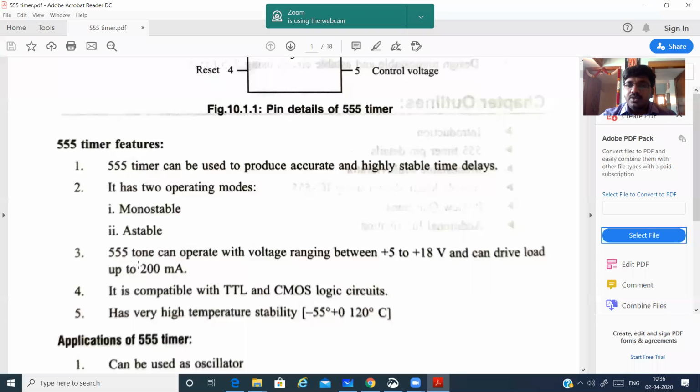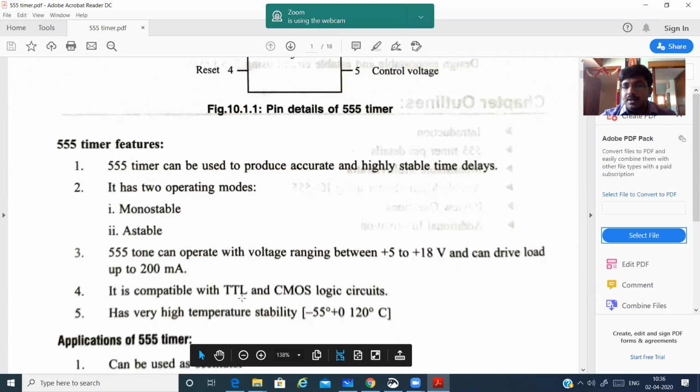555 timer can operate with a voltage ranging from +5 to +18 volt. You can operate 555 timer with +5 volt to +18 volt and can drive the load up to 200 milliamperes. So maximum it can drive up to 200 milliampere. It is compatible with TTL and CMOS logic circuits and has very high temperature stability. It is not going to vary within the temperature range -55 to 120 degrees C. So it has more stability.